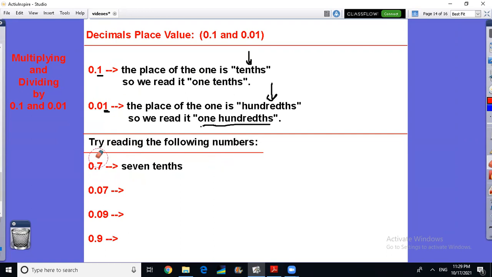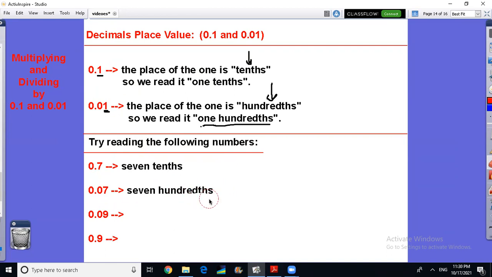All right, what about the second one? Pause the video, try to read it, and then return to check if your answer is correct or not. So 0.07: the 7 here is the second digit after the decimal point. So it is hundredths. So it is 7/100ths.